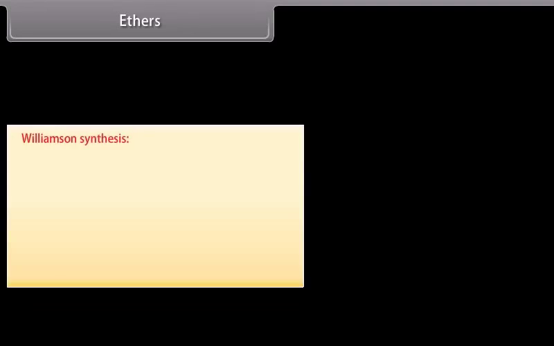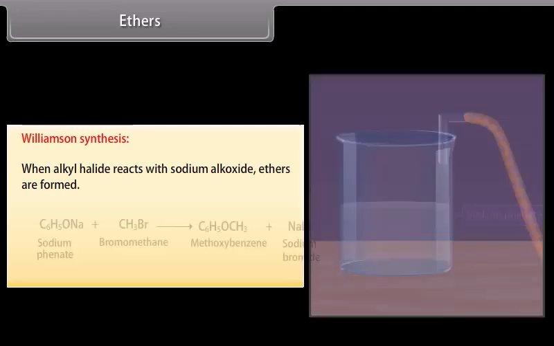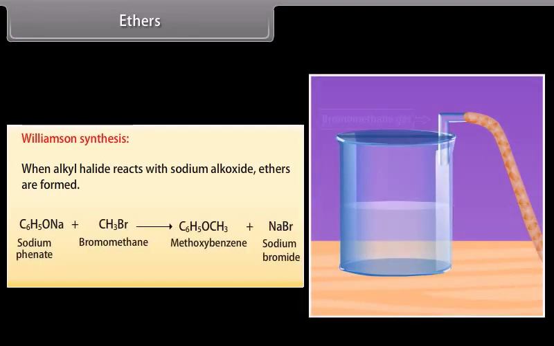Williamson synthesis. When alkyl halide reacts with sodium alkoxide, ethers are formed. Bromomethane is mixed with sodium phenate and it gives methoxybenzene and sodium bromide.